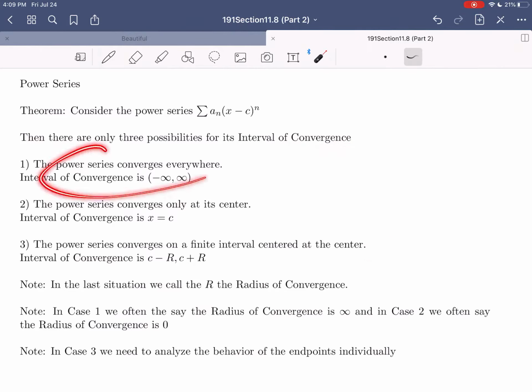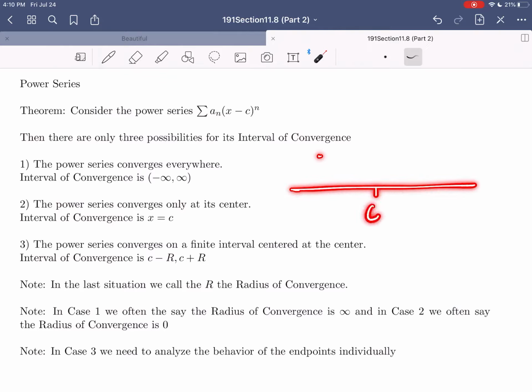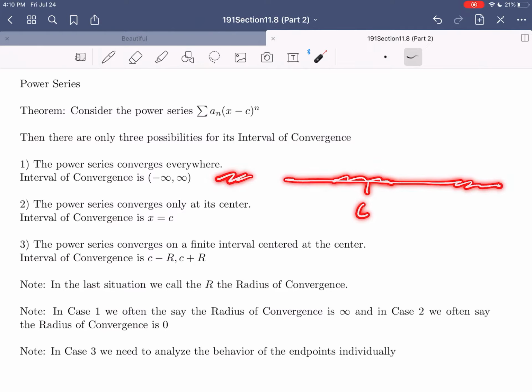It can either be everything, only the center, or an interval that is centered at the center. That means you're never going to have an interval of convergence that's the center and then everything bigger than the center. Or you're never going to have an interval of convergence that is some stuff in the center and then some more stuff over here and maybe some stuff over there. It's always either got to be everything, just the center value, or some interval that goes on an equal distance on both sides of the center. That's really the power of this theorem.